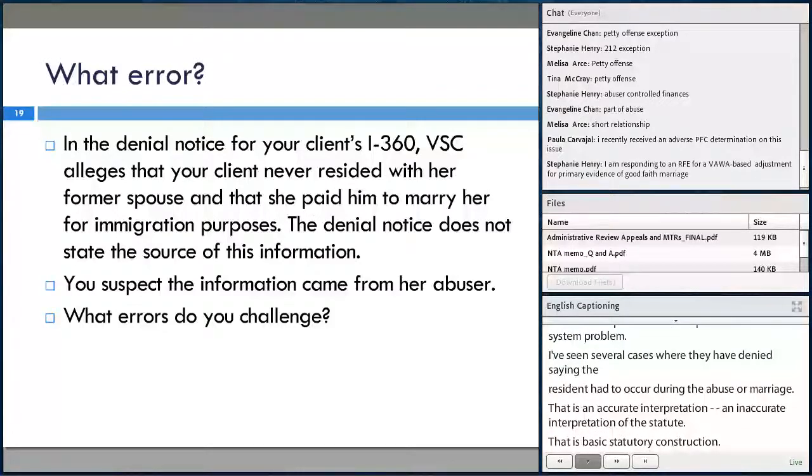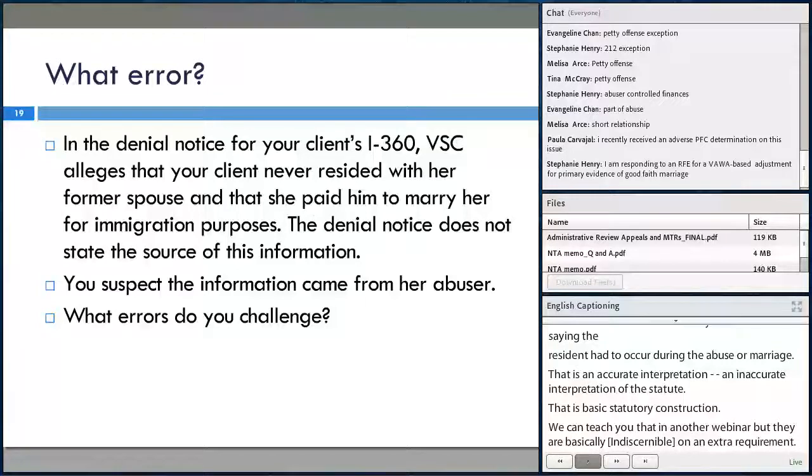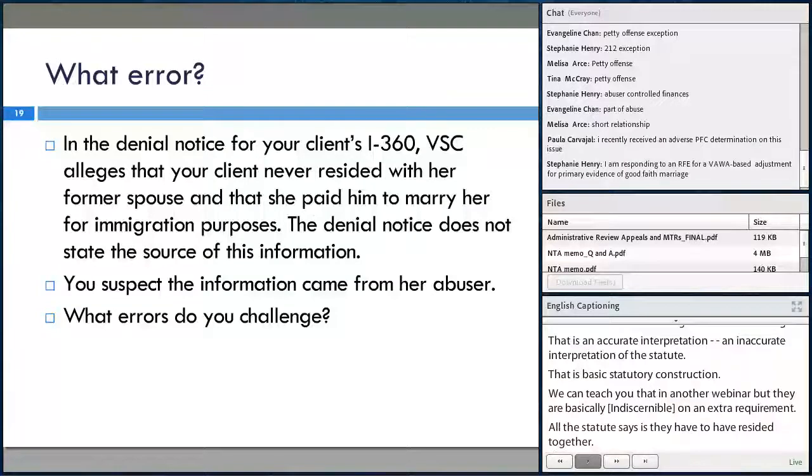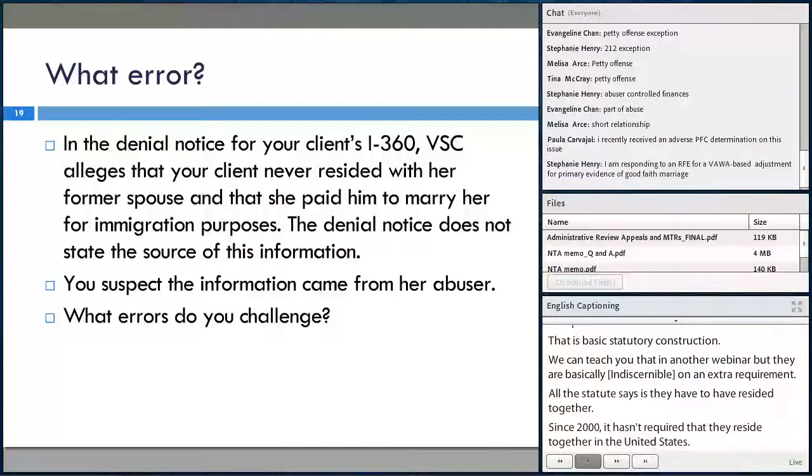All the statute says is they have to have resided together. Since 2000, it hasn't required that they reside together in the United States. They just have to have resided together somewhere. So if they never resided together, that could be a problem.